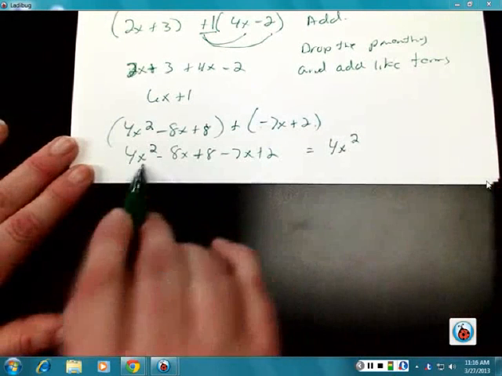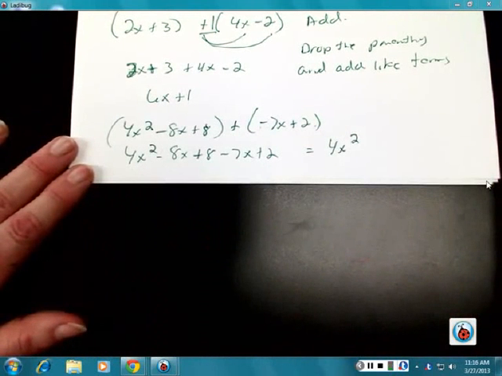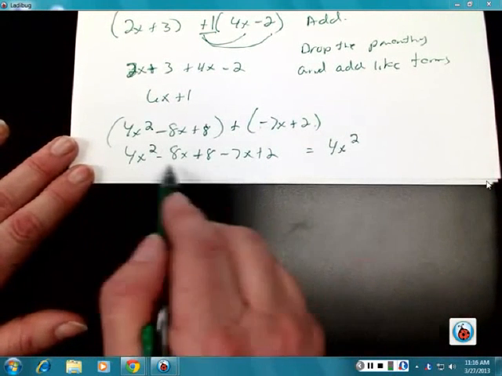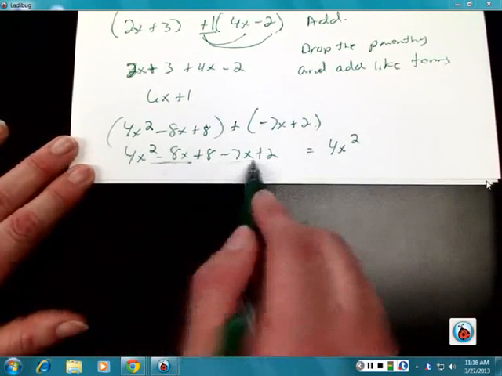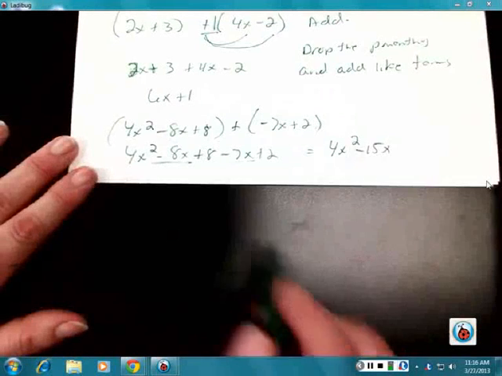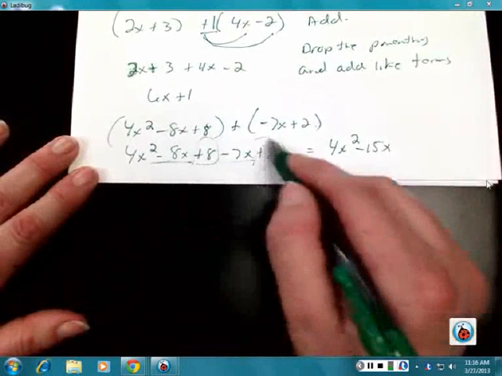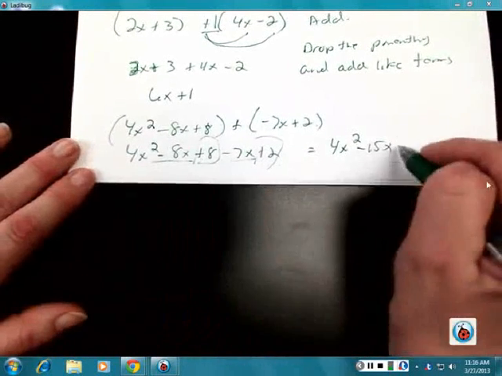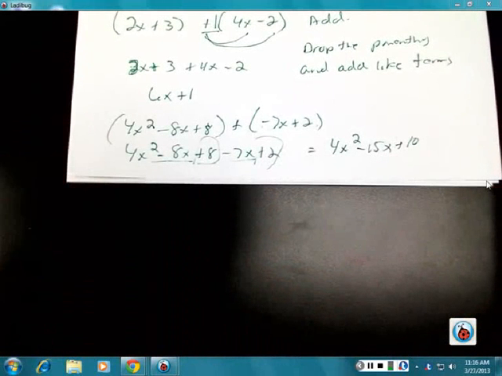Can I do anything with the 4x squared? Nothing, because there's not enough 4x squared. But when I put a negative 8 and a negative 7, I get a negative 15. And can I put this and this together? Yep. 8 plus 2 is 10, and so my answer comes out to be 4x squared minus 15x plus 10.